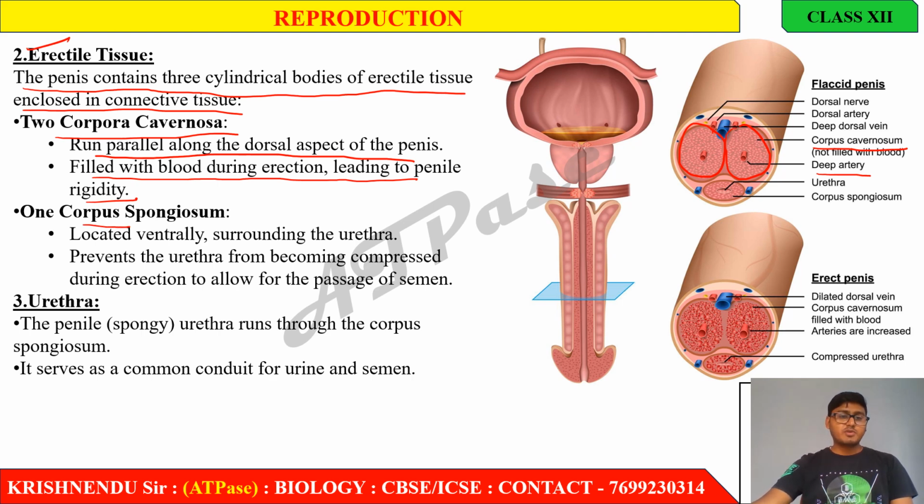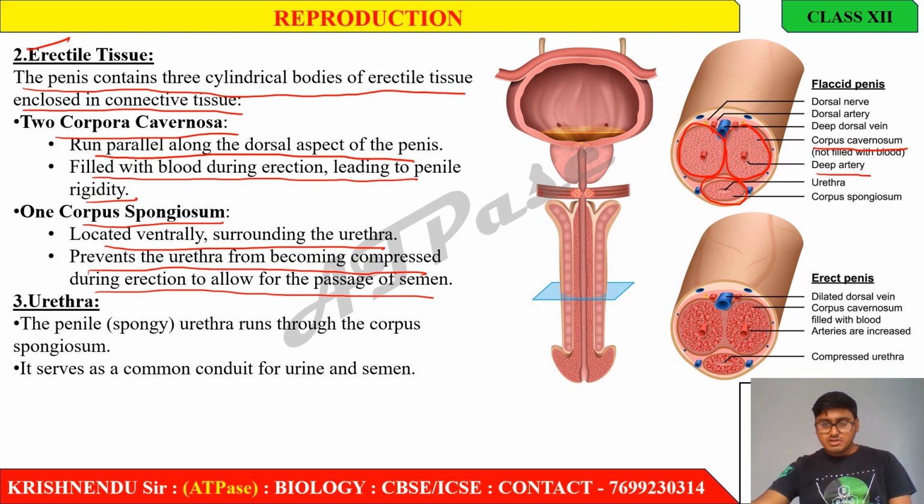Next one, corpus spongiosum. This structure is known as the corpus spongiosum. It is located ventrally, surrounding the urethra, and prevents the urethra from becoming compressed during erection, to allow for the passage of semen. This actually helps to prevent the collapse of the passage of semen during erection of the penis. This is the main function of the corpus spongiosum. Inside it, you can see the urethra is located. This is the duct from where sperm and urine are removed from the body.